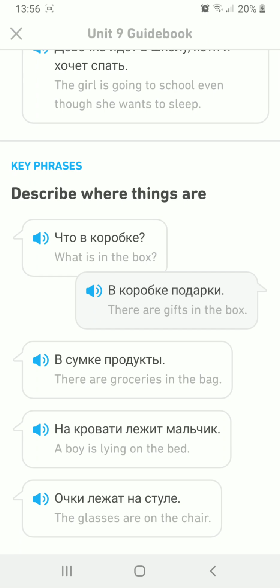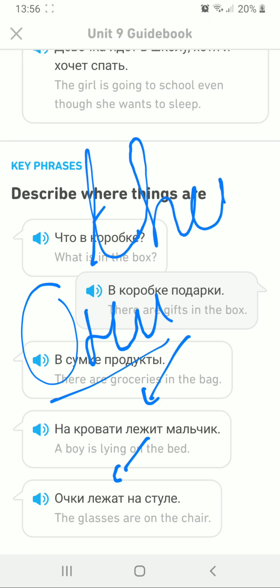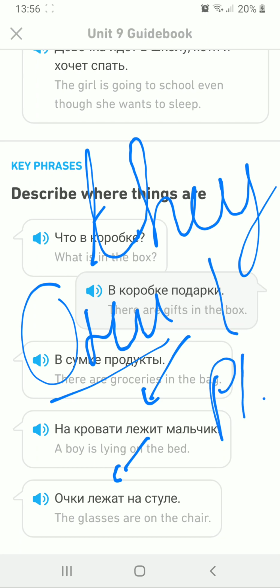лежат на стуле. Yeah, it's all the same verb. We have лежит here, лежат. Лежат is just, I guess, for они. Они means they. Well, as you can understand, glasses is always plural, so it's conjugated like this, лежат. So the glasses lie on the chair.